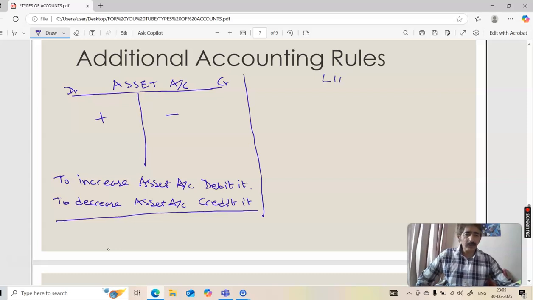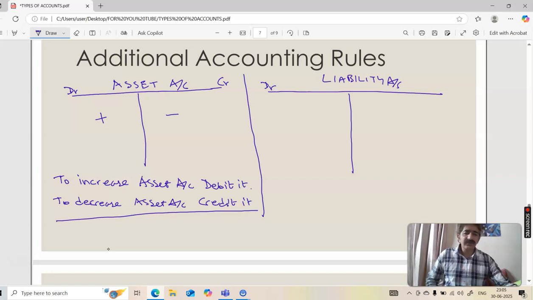Second rule is for liability account. Liability is any amount which a business firm has to pay to the outsiders, the amount payable by a business firm to the outsiders. Let's say goods have been purchased on credit, so whatever amount the goods have been bought for, that amount has to be paid back to the supplier from whom the goods have been bought. Plus on the credit and minus sign on the debit.